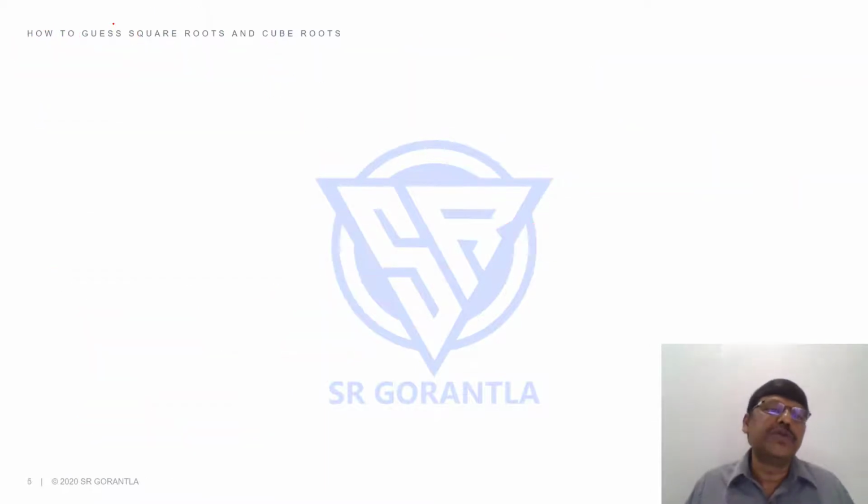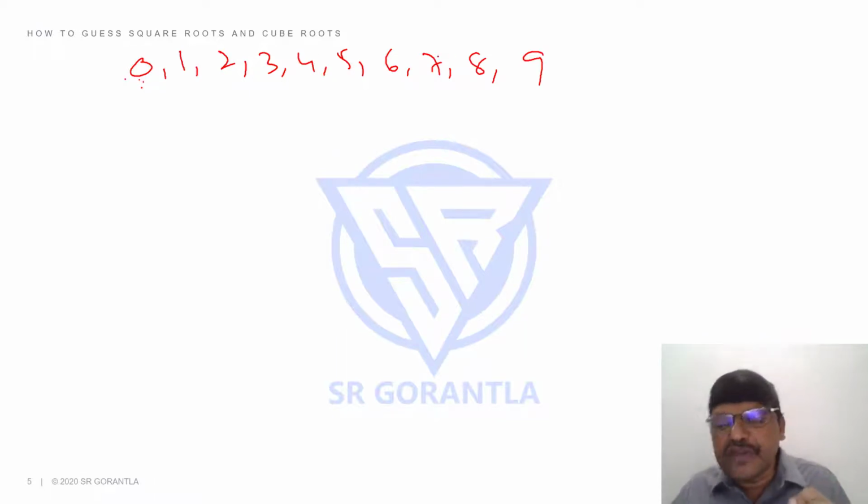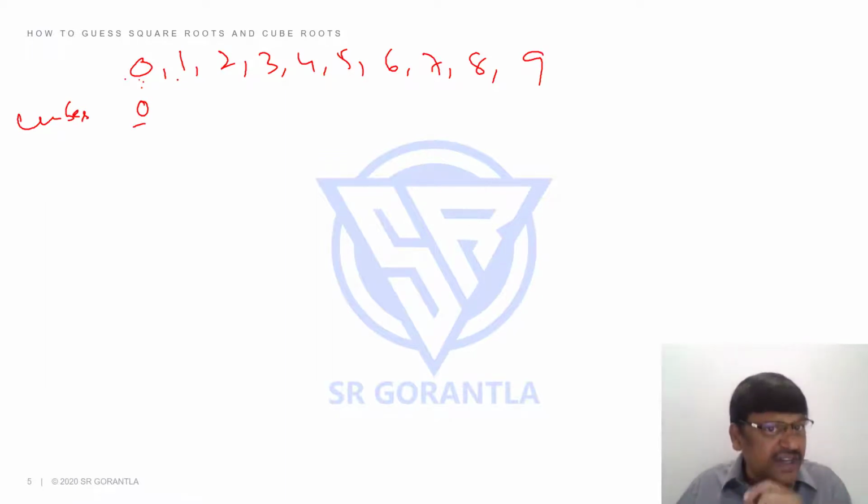Then how do we guess cube roots? Students, again, if I write 0, 1, 2, 3, 4, 5, 6, 7, 8, 9, as I said, you watch that video on squares and cubes, important points I said. Students, any number that you write in the number system will end with one of these 10 digits. When you try to find the cubes, what are the unit places, please? 0 cube will have 0. I'm asking what it will end with. 1 cube will end with 1. 2 cube will end with 8.